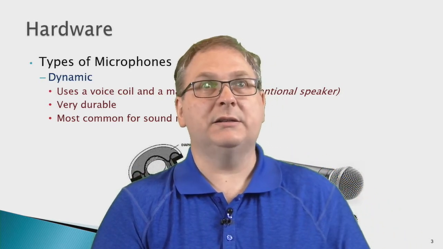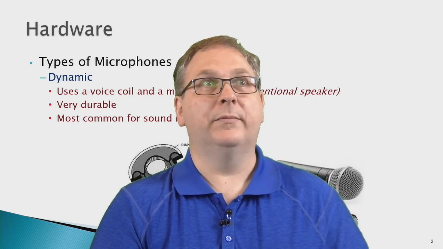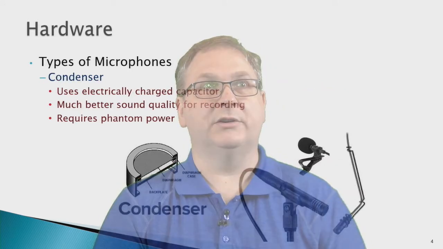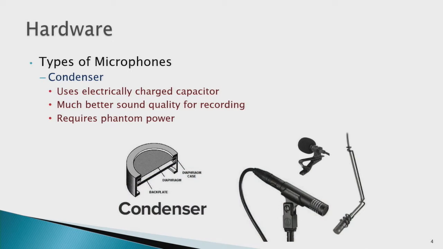So the next type of microphone is a condenser. And the condenser one uses an electrically charged capacitor. So in other words, the capacitor is two plates. One is a back plate, one is the diaphragm, which the air pushes. And because it is electrically charged, it needs electrical power applied to it. And so that means it needs phantom power.